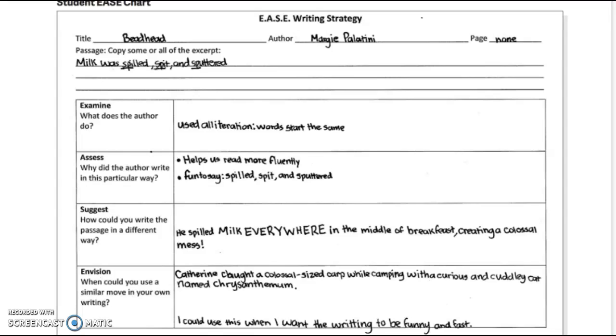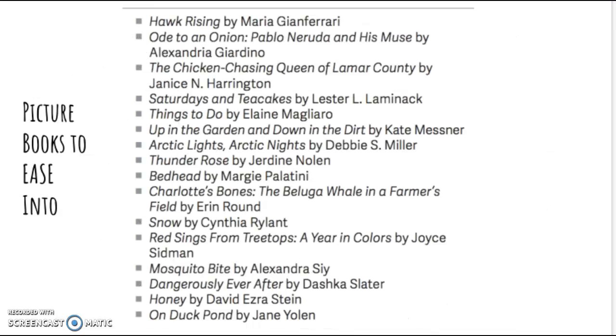I thought that was a great example of the EASE strategy being used, and it just goes a little more into detail about what each word means for examine, assess, suggest, and envision. This is just an example of picture books to use with EASE, and this was in the article, and I thought it was a good thing to know in case it would want to be used in the future.